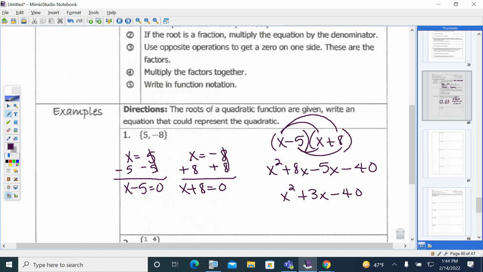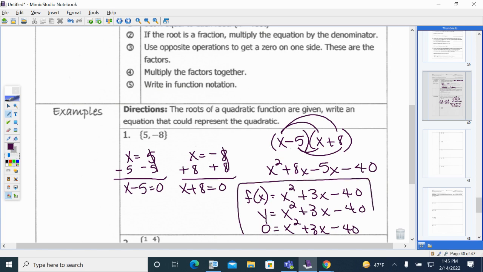Now, to make this function notation, you're just going to put an f of x out front. If you want to put a y, I'm okay with that as well. So either one of those is okay. I'll even take a 0 equals x squared plus 3x minus 40. So all of those are the same answer. They're the same quadratic that gives you the two solutions, 5 and negative 8.